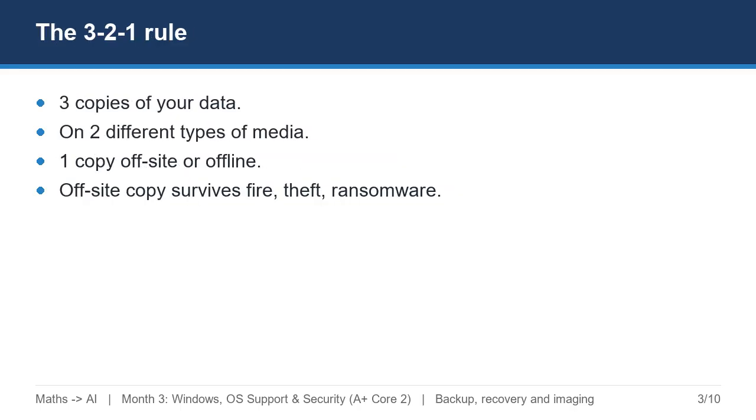The industry shorthand is 3-2-1. Keep 3 copies of your data, on 2 different media, with at least 1 copy offsite or offline. That offsite copy is what saves you from fire, theft, or ransomware that encrypts everything it can reach on the network. A backup sitting next to the original, on the same machine, is barely a backup at all.